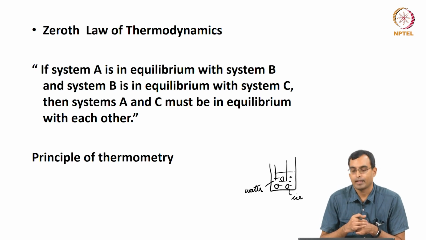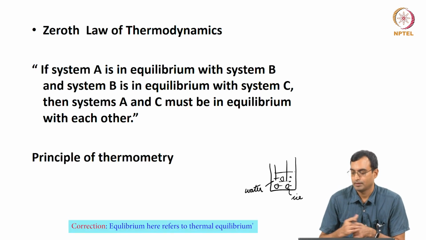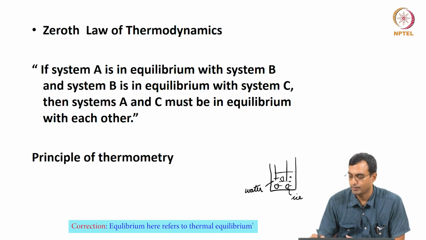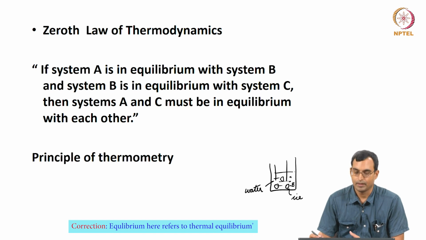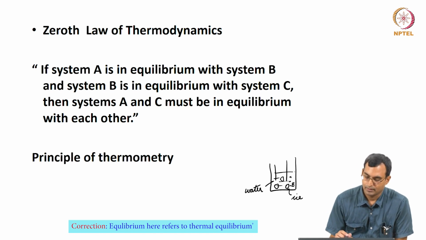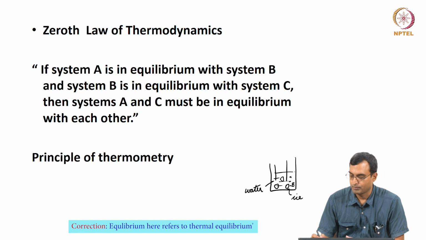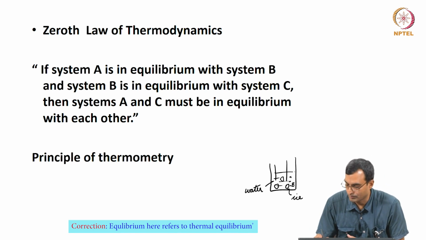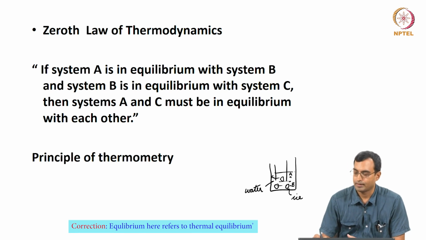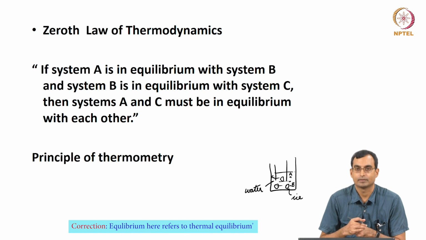It says if a system A is in equilibrium with system B, for example, my thermometer A is in equilibrium with this mixture of ice and water, which is B, and system B is in equilibrium with system C. So, I have this ice and water which is also in equilibrium with this other thermometer which is C, then A and C must be in equilibrium with each other.